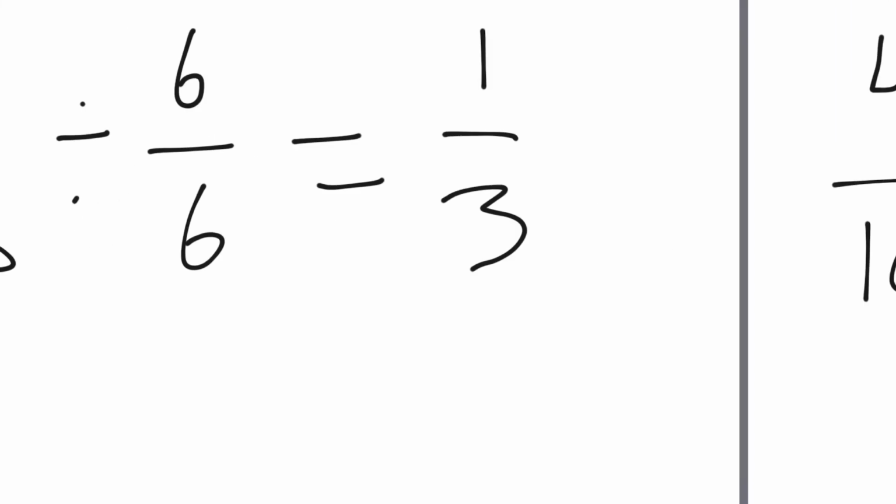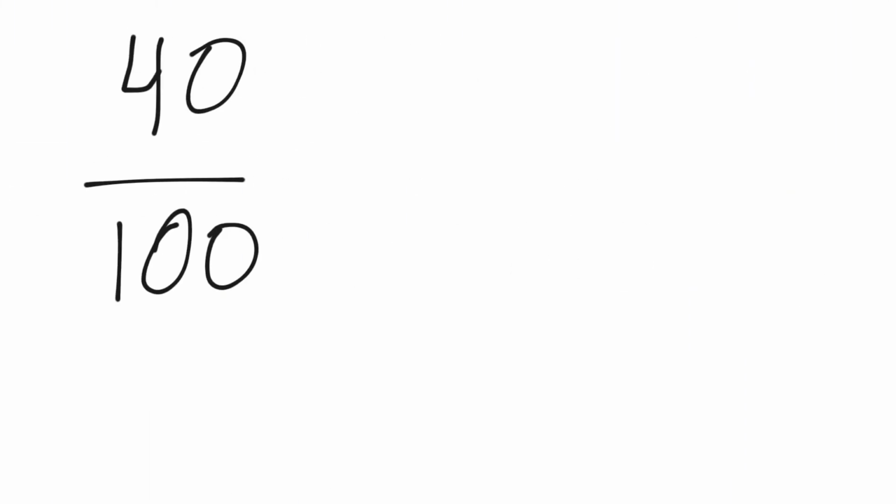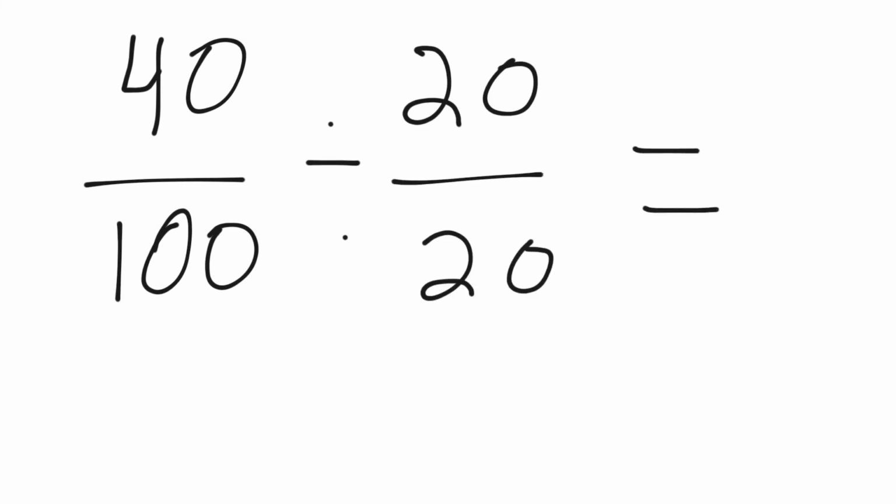And your next one, 40/100ths, which would be the same as 40%. Greatest common factor of this, yeah, you could pick 2 or 20 would be a better choice. And if you divide them both by 20, you end up with 2/5.